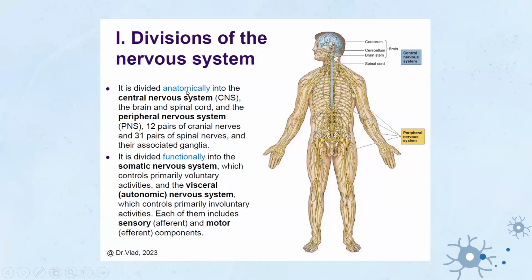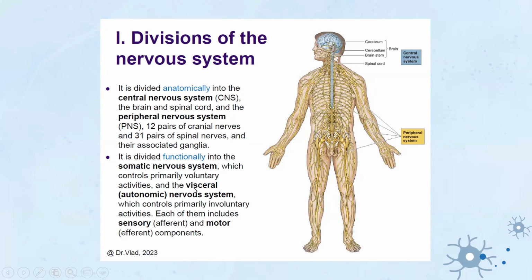The nervous system is divided anatomically into central nervous system, brain, and spinal cord, and the peripheral nervous system, which is the 12 cranial nerves. There are 12 pairs, meaning there are two, so there will be one from the right and one from the left side, and spinal nerves, which are 31 pairs. It is divided functionally into somatic nervous system and autonomic nervous system, or sometimes they call it visceral nervous system.